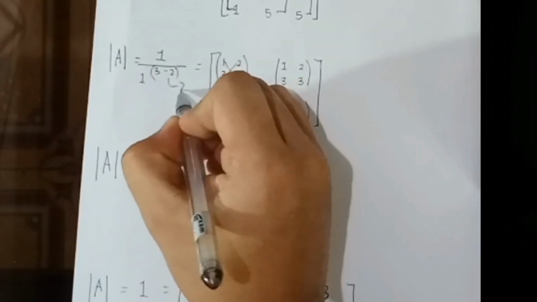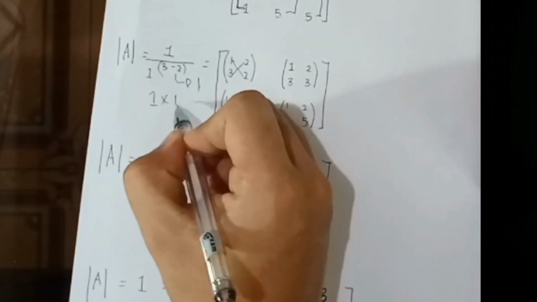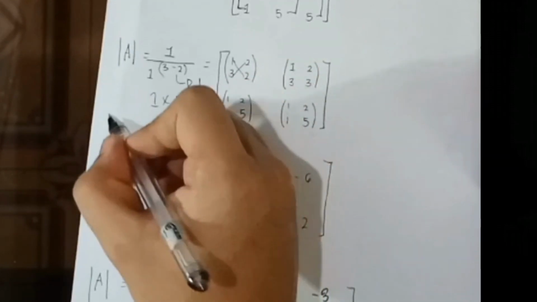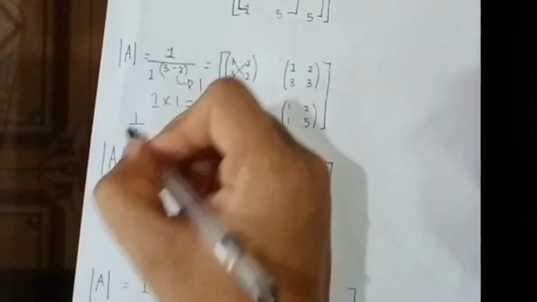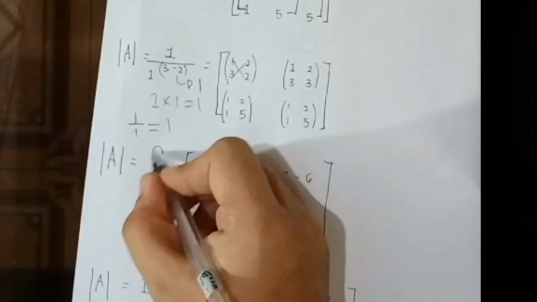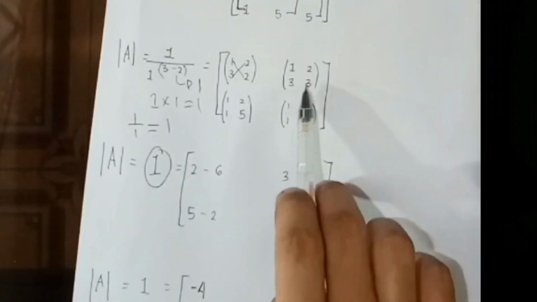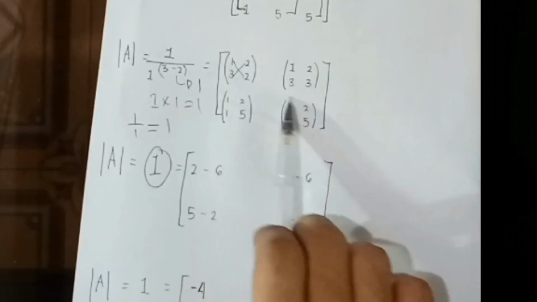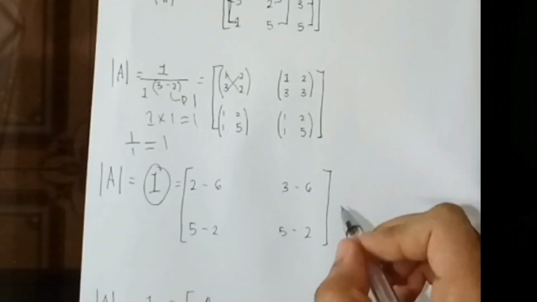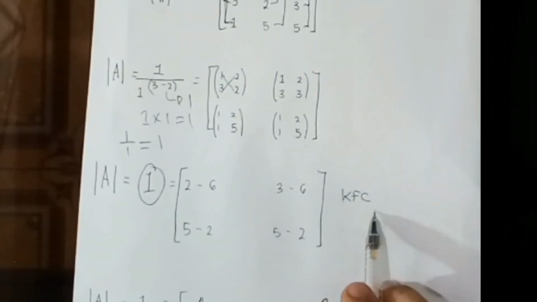Ito, magiging siyang 1. Then, 1 times 1 is equals to 1. Kaya magiging siyang 1 over 1 is equal to 1. Kaya siya naging 1. And then to solve, para ma-solve natin yung nakuha natin dito sa cross multiplication na to, gagamit tayo ng KFC. The keep, flip, change method.